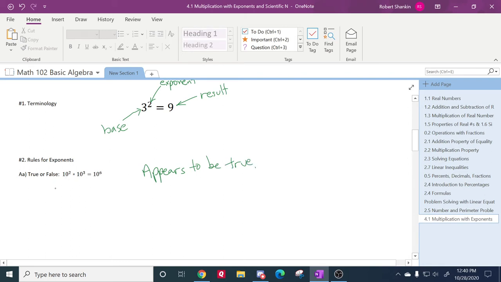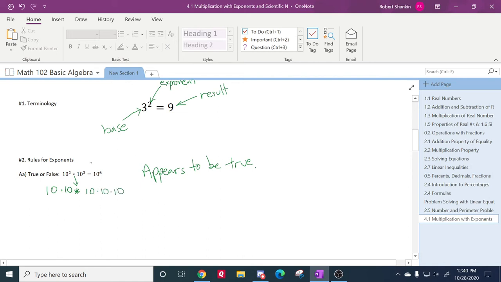But let's look at it like this. 10 squared is really 10 times 10. This multiplication sign, I'm going to bring it straight down here to make it look different. They mean the same thing, it just looks a little different. And then 10 cubed is 10 times 10 times 10.